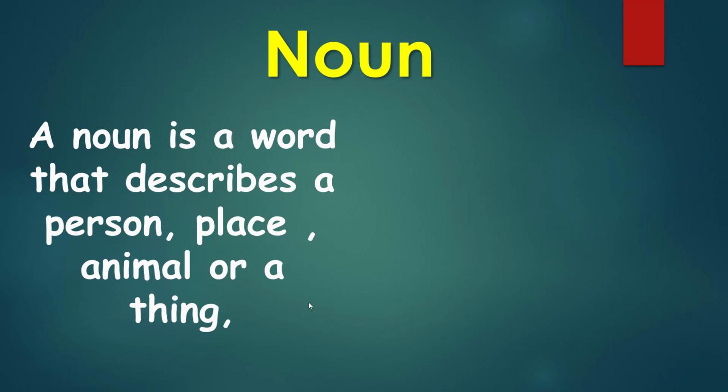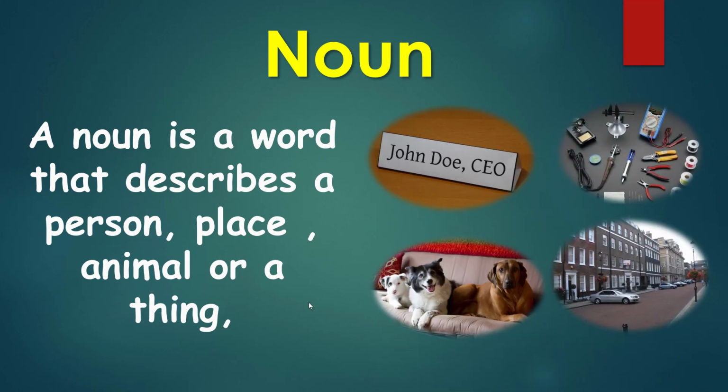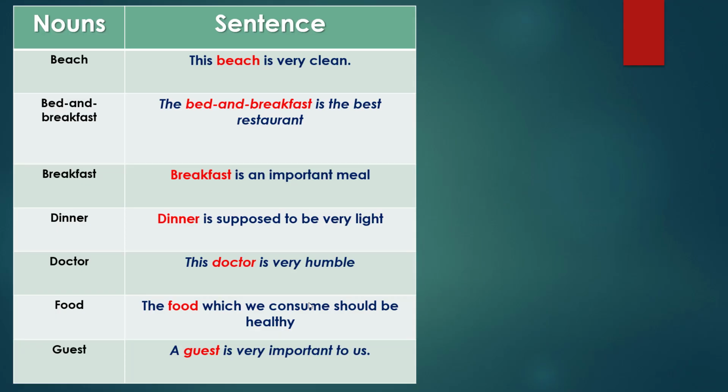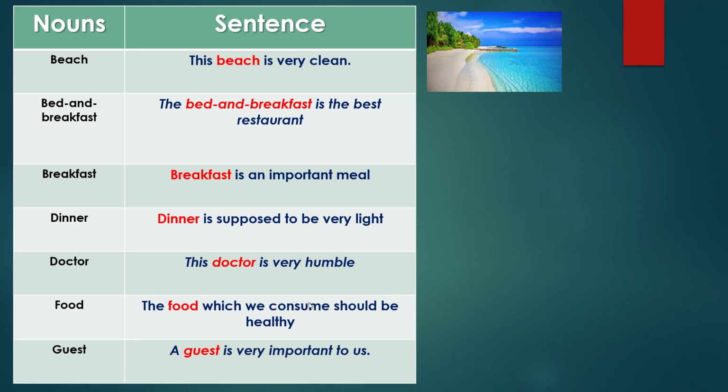What is a noun? A noun is a word that describes a person, place, animal, or a thing. Here are a few examples of nouns: beach, bed and breakfast, dinner, doctor, food and guest. This beach is very clean. Here we describe the beach in this sentence, so it becomes the noun.